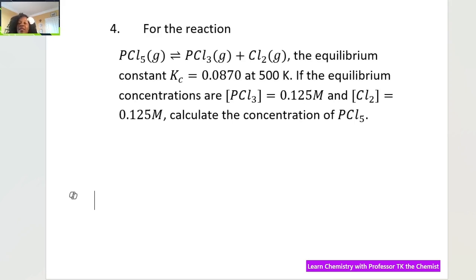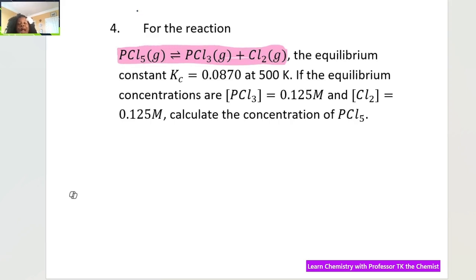So let's take a look at this next problem. Again, I don't want you guys to overthink this. I want you to take your time and go through it. Here's your reaction: PCl5 is in equilibrium with PCl3 and chlorine. Remember, it's products over reactants. In this case, your reactants are still on the left-hand side, and the product is still on the right-hand side.